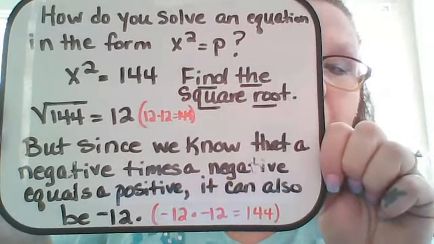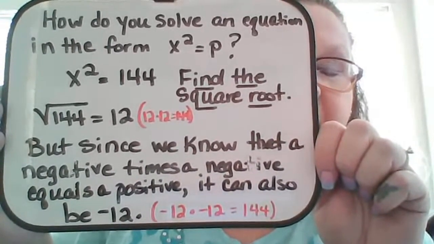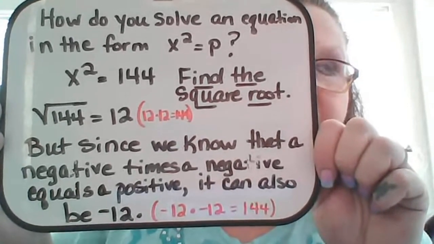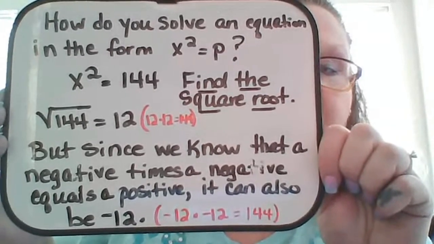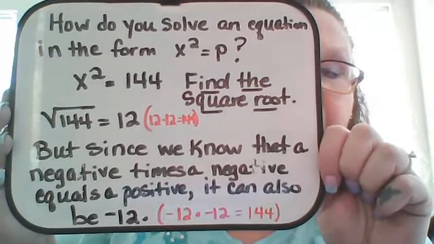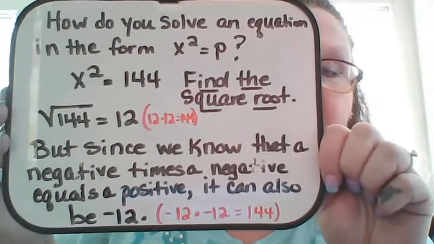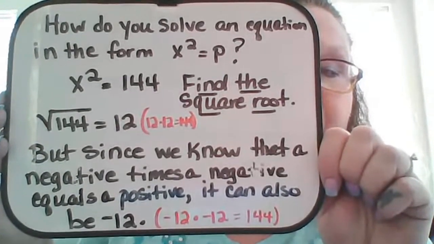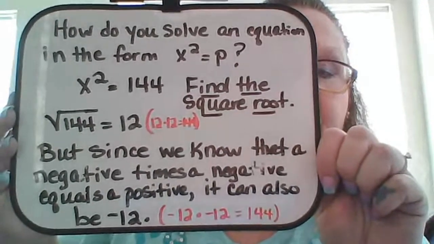12 is 144. But on the square root, since we know that a negative times a negative equals a positive, the answer can also be negative 12 because negative 12 times negative 12 equals positive 144. So anytime you're finding the square root of a number, you can put the positive form of the number and the negative form. So to plug in for x squared, we could put 12 or we could put negative 12 because they would both equal 144.